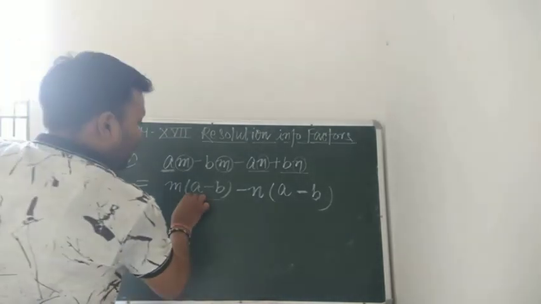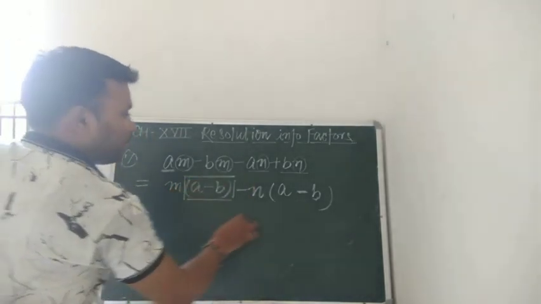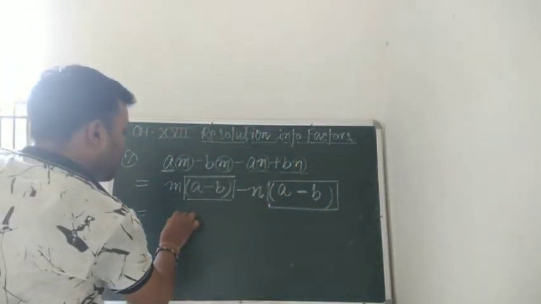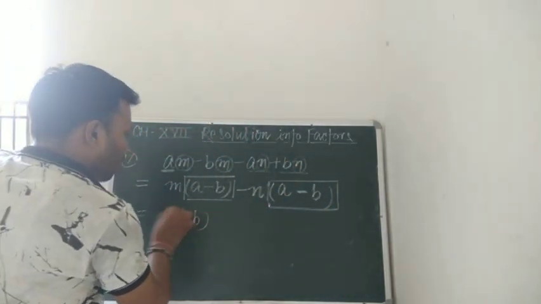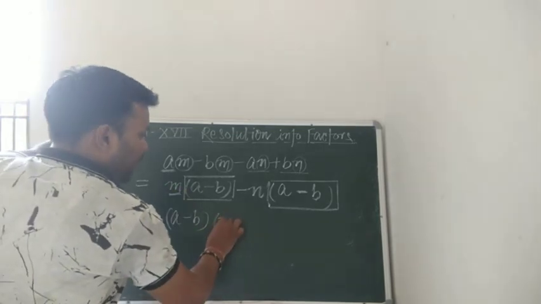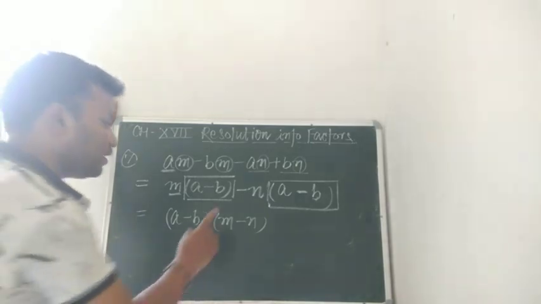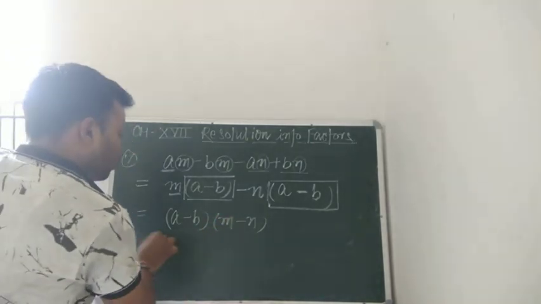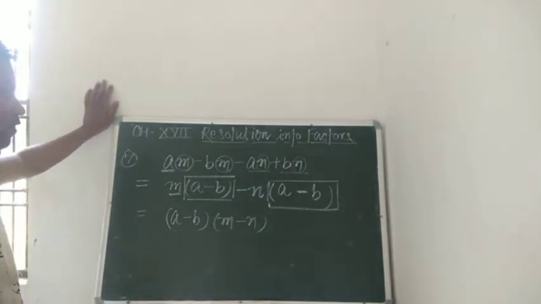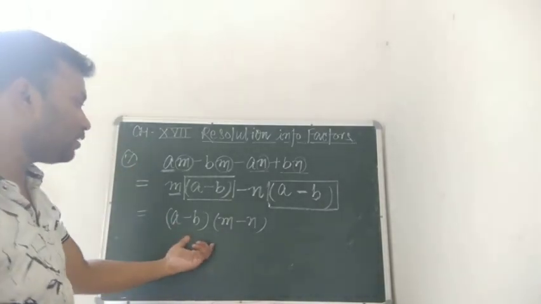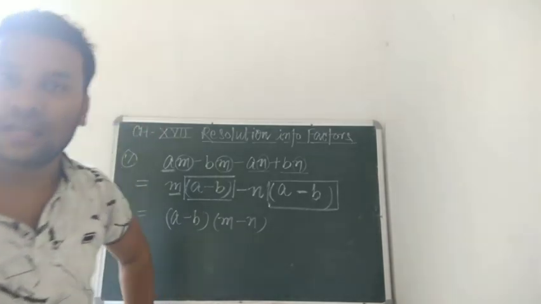Now, again we have A minus B as a compound factor which is common. So we'll take this A minus B again common, and the rest of the terms, that is M and this minus M, will be written inside the bracket. So our resolution into factors of the given expression will be A minus B inside the bracket into M minus N inside the bracket.